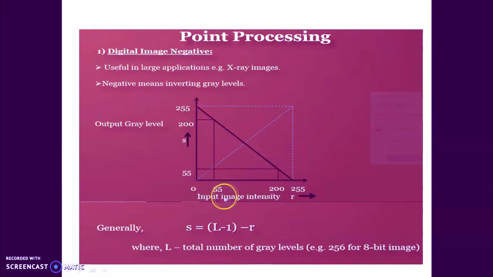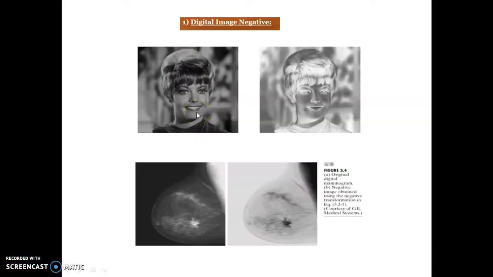For example, if we take 55, 255 minus 55 is 200. So here we got 200. The same way, if we take R is equal to 200, substitute 200 in this formula. So 255 minus 200 is 55. Like this, you find the values at each point and connect all the points, and you will get this thicker line, which is called the digital negative, which is opposite of the original image. That's why it is called inverting gray levels.